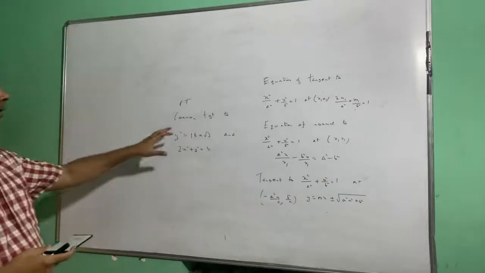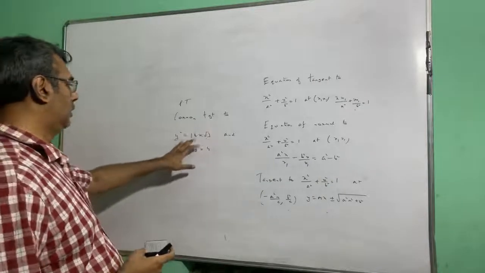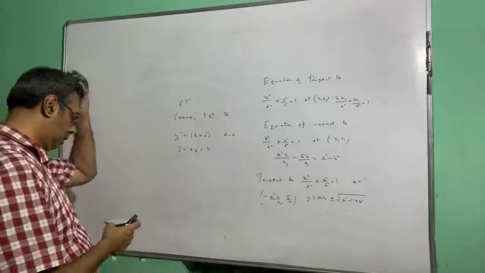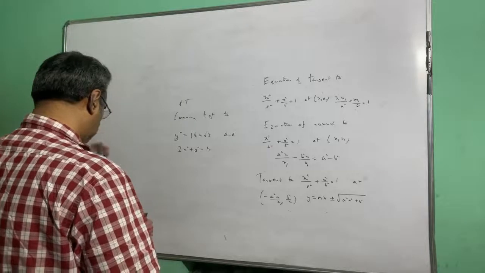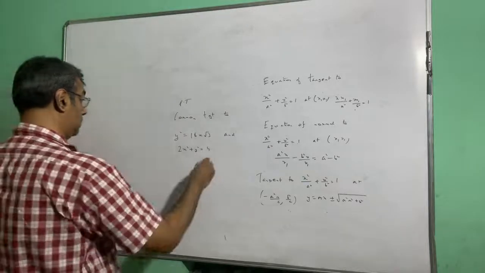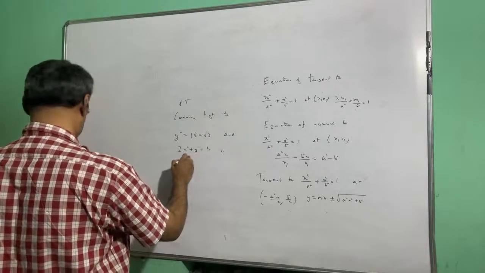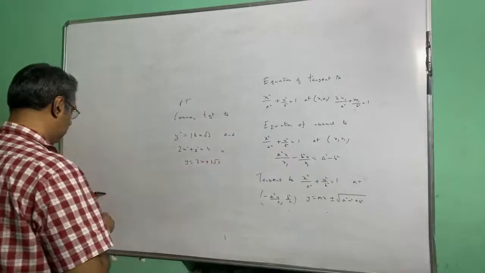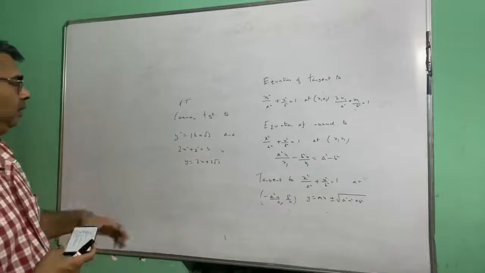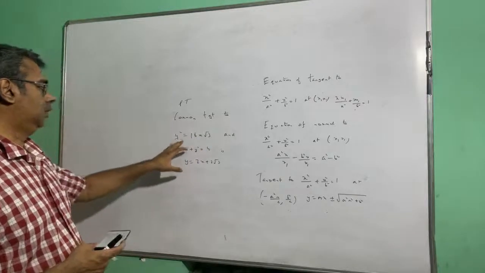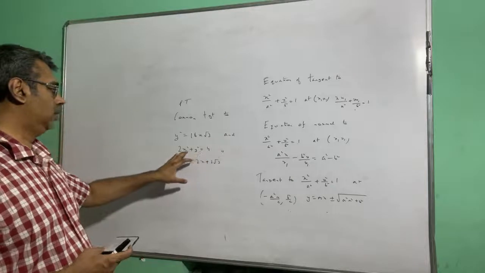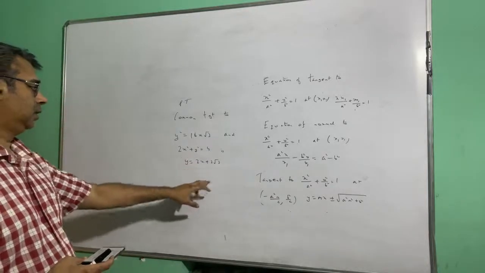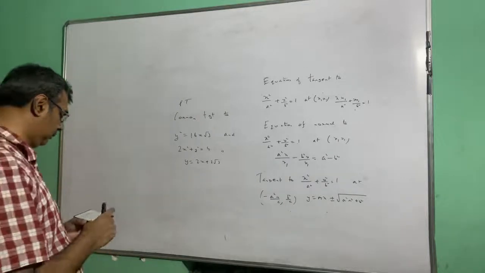So prove that the common tangent to y square equal to 16 root 3 x and 2x square plus y square equal to 4 is y equal to 2x plus 2 root 3. Okay, so you have to prove that the common tangent to these two is 2x plus 2 root 3.